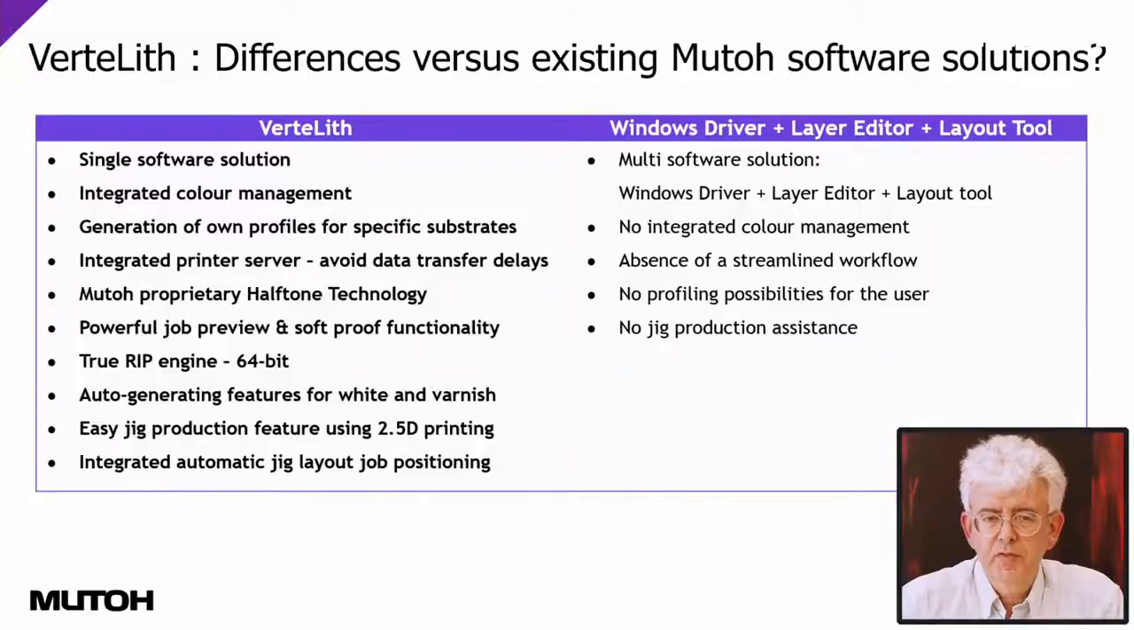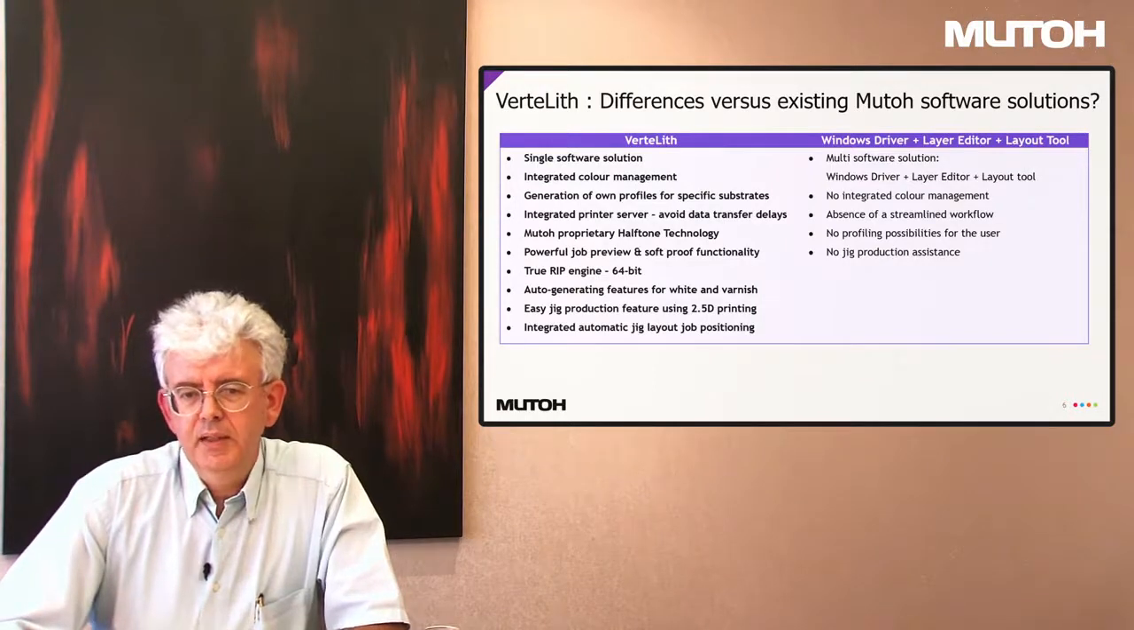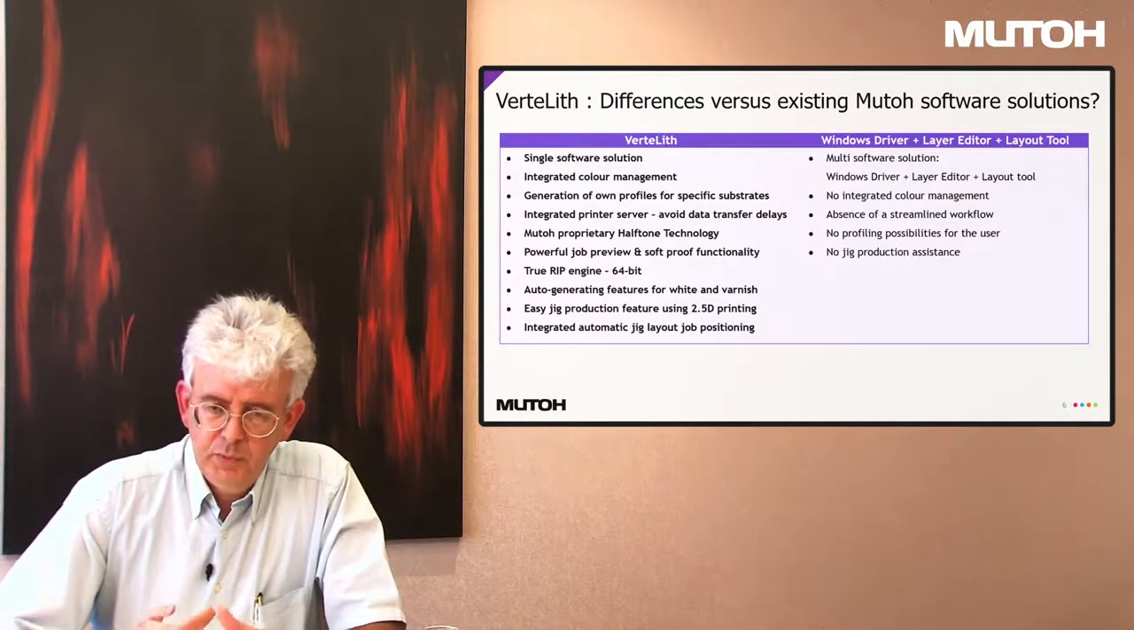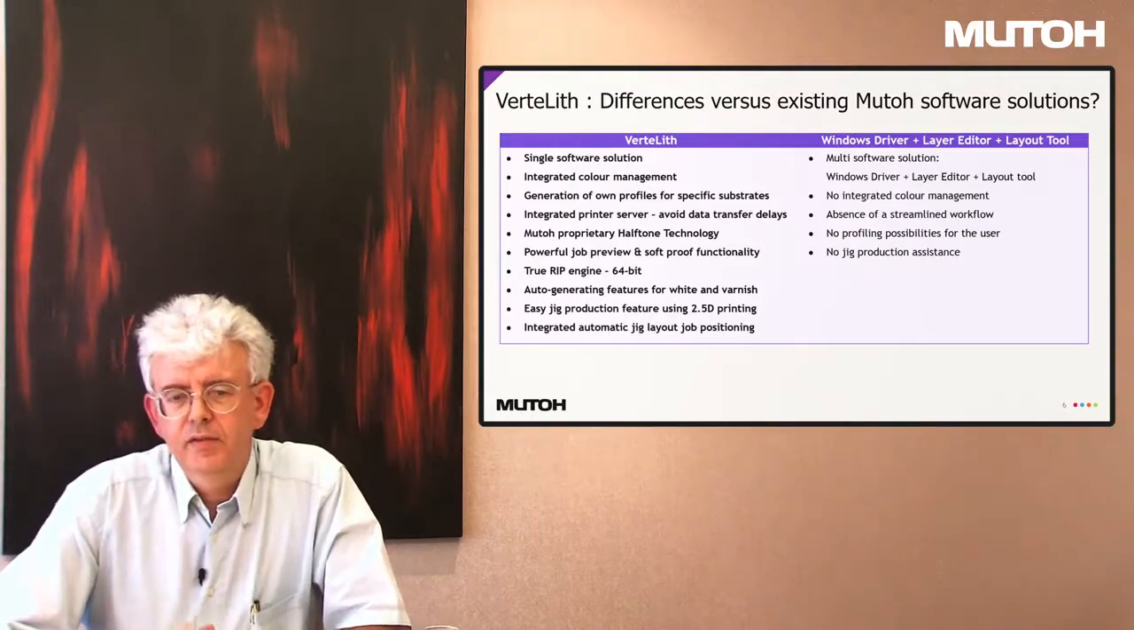integrated color management and, as I explained in the feature list, own profiles. The integrated print server is a nice feature if you go from the RIP in the past to the printer and you had high resolution data, many color panels. Sometimes there is what we called in the support area print hesitation, which means the printer is waiting for data to come in. This pre-handling of the data is being taken care of, in this case not with the print server, but in the print server which is now integrated in the VerteLith software.